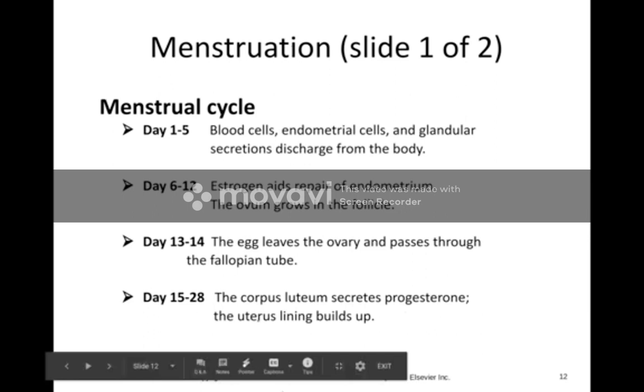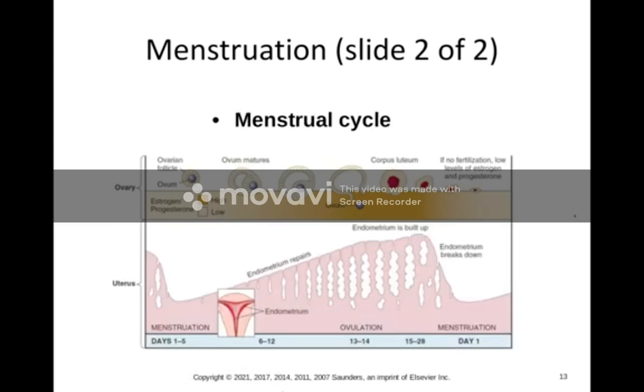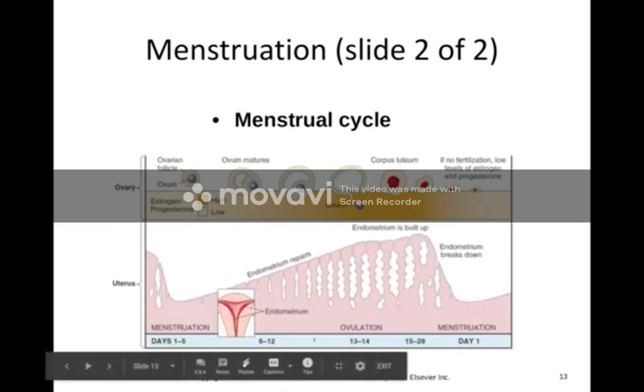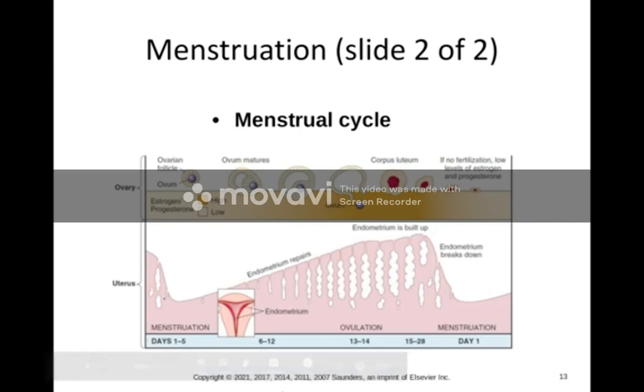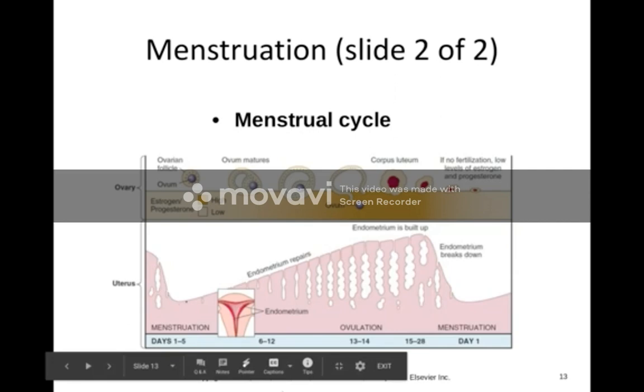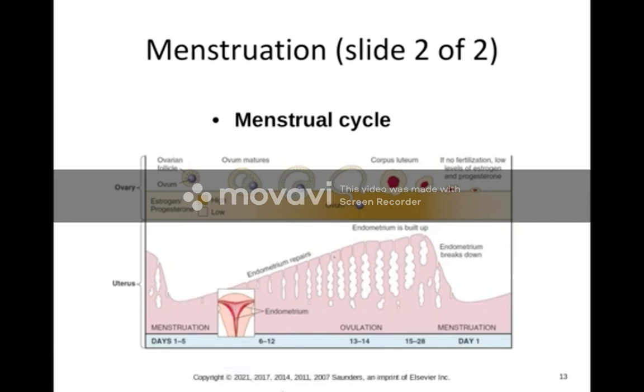Now, if fertilization occurs, then pregnancy occurs, and this process will halt. But if there's no fertilization, then it begins again after the uterine lining has built up, going back to day 1, where they begin to discharge from the body. So here we have the days down here, starting at day 1 and then back to day 1. You can see what's happening in the uterus here with the uterine lining. It gets emptied, and then as it repairs, it builds up and then breaks down again.